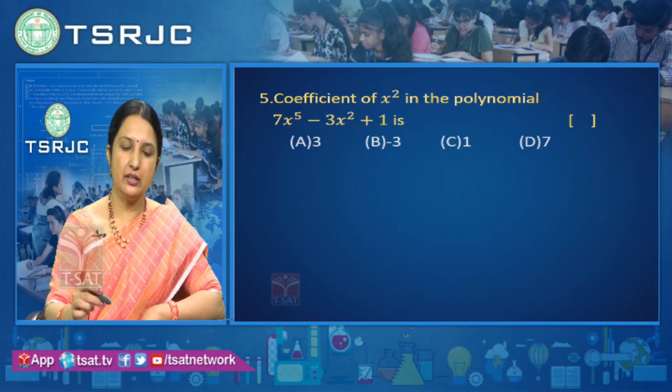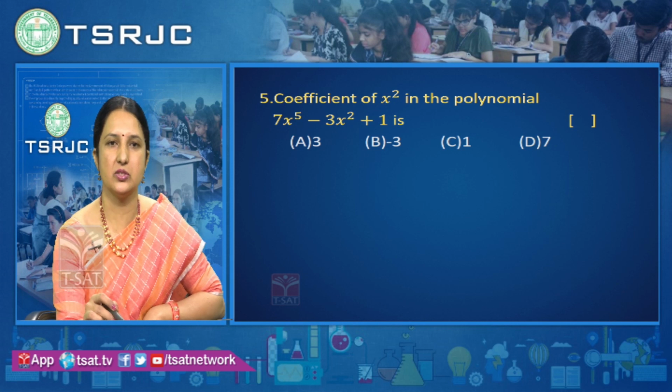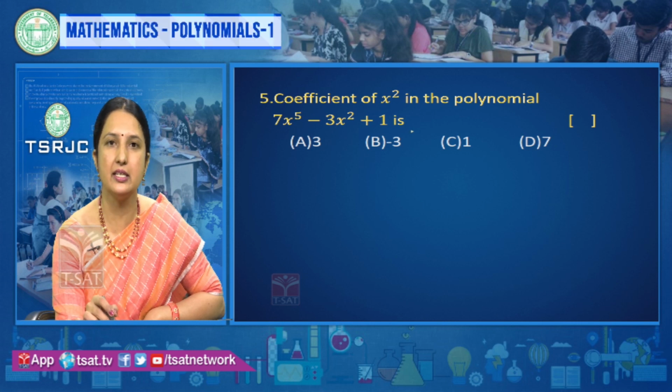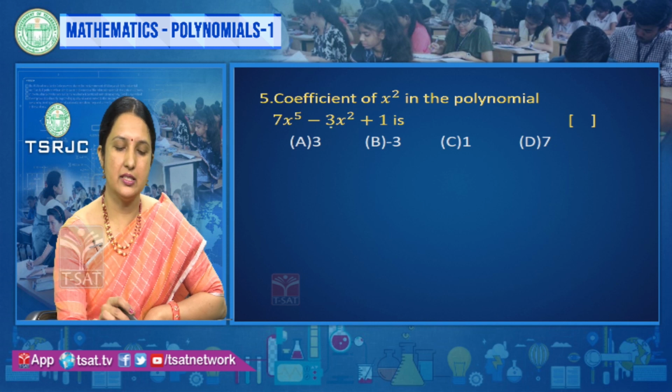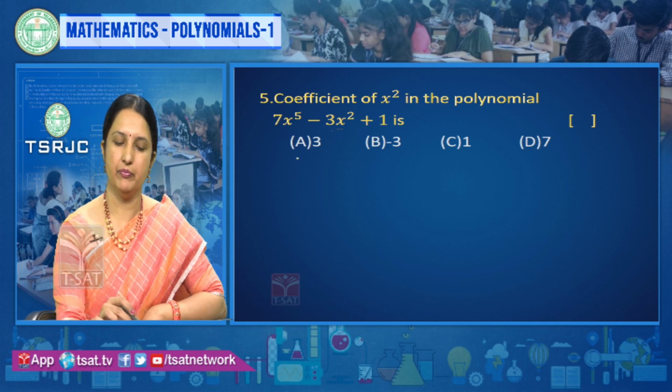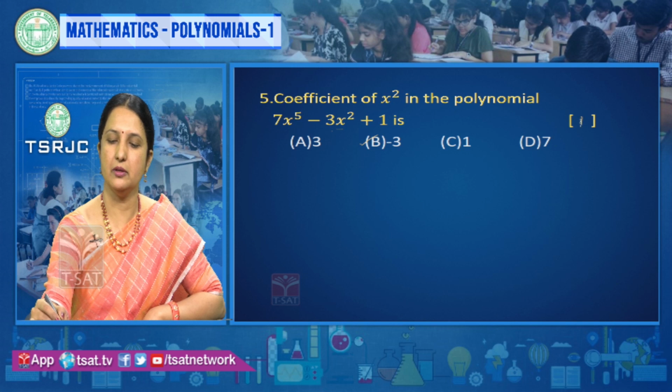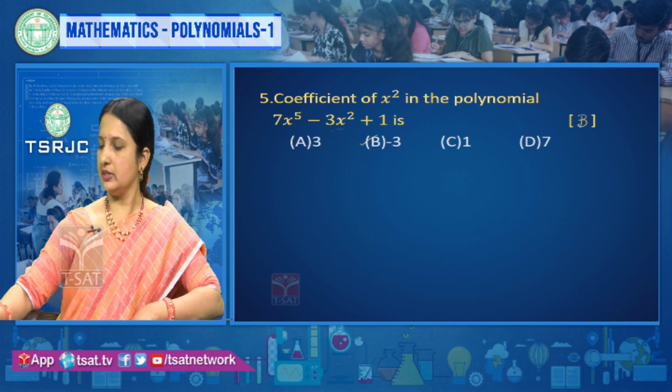Next, fifth question. Coefficient of x square in the polynomial 7x to the power of 5 minus 3x square plus 1 is. So, coefficient of x square. Where the x square is there? Here. What is the coefficient to it? Minus 3 is the coefficient. So, here option B is the correct one.